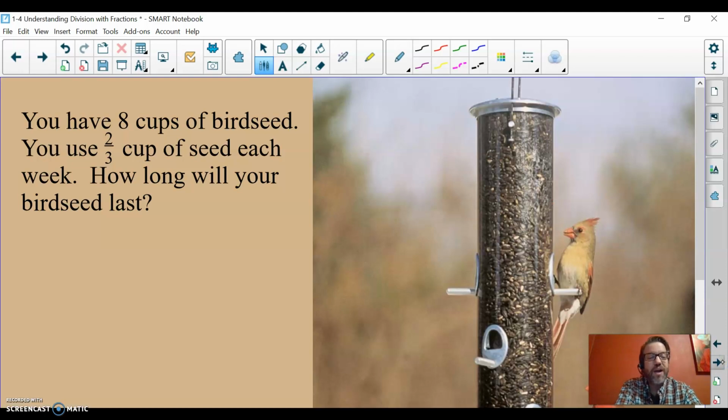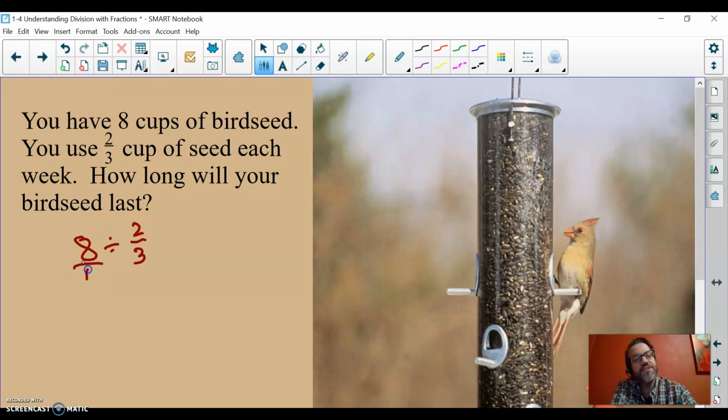All right, we'll do one more problem here. It's a word problem. You have 8 cups of bird seed. You use 2/3 of a cup of seed each week. How long will your bird seed last? Well, we have 8 cups. We're only using 2/3 cup a week, so it should last quite a few weeks. It looks like a division problem, though, because we want to know how many times 2/3 will go into 8 cups. So I have 8 divided by 2/3.